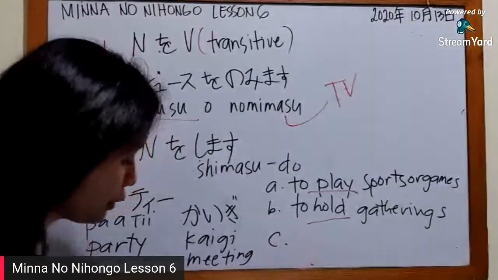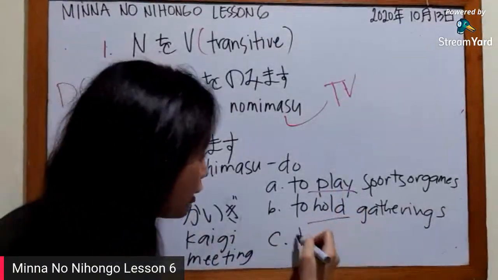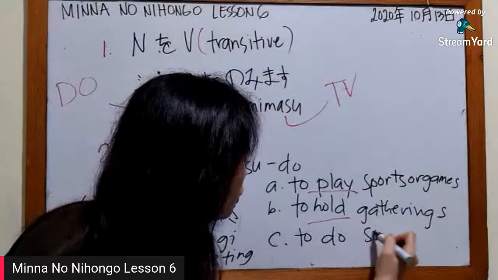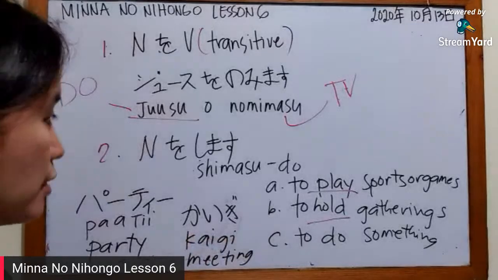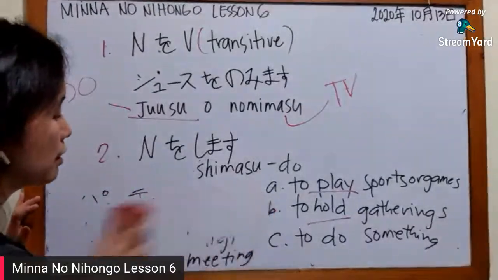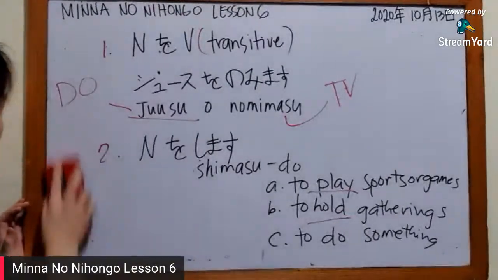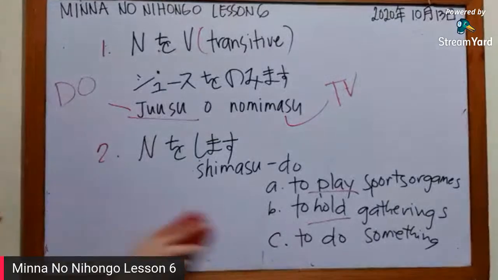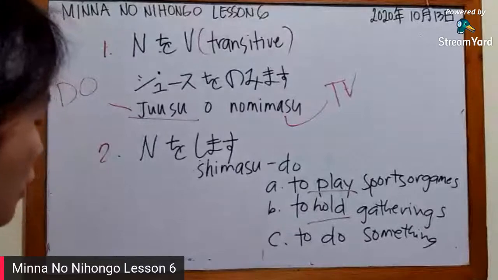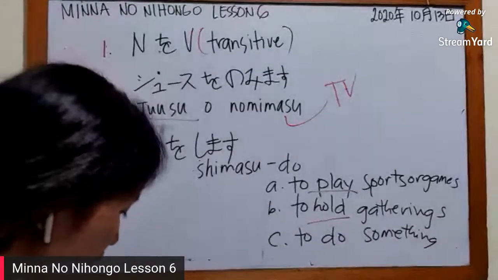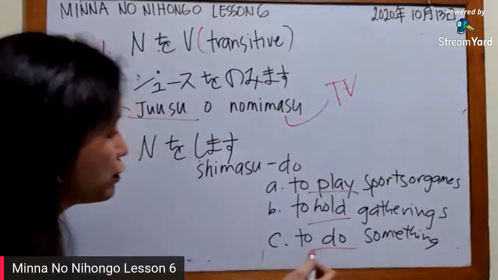We have letter C, to do something. So we have to play, to hold, and we also have to do something. If you can see, there are lots of uses. There are so many things that we can use with this shimasu. Its coverage is very wide. So our example for that is to do something.